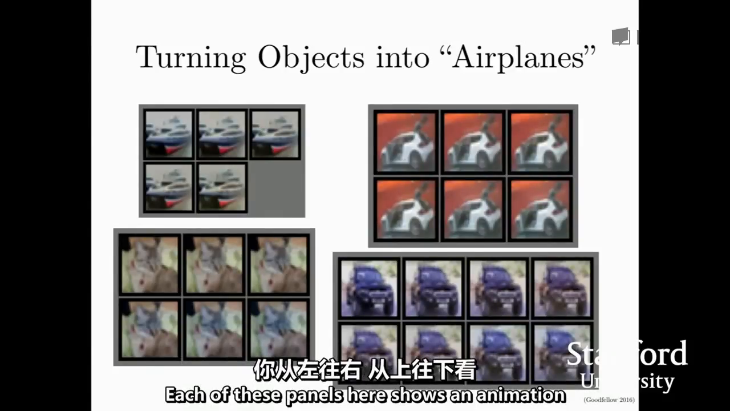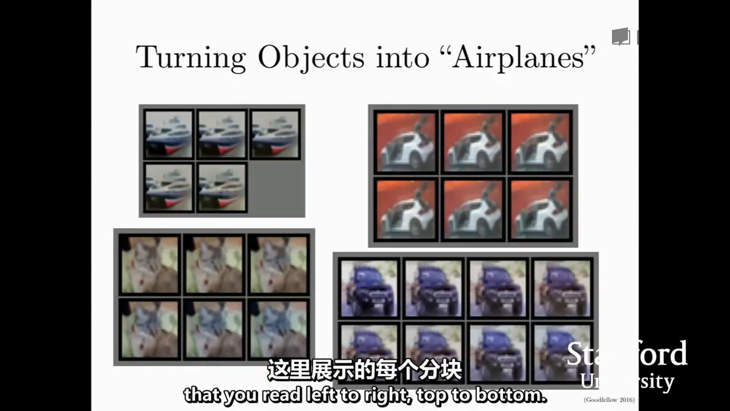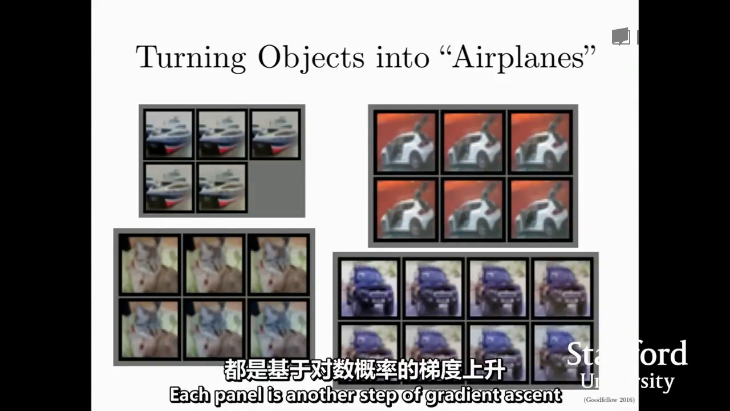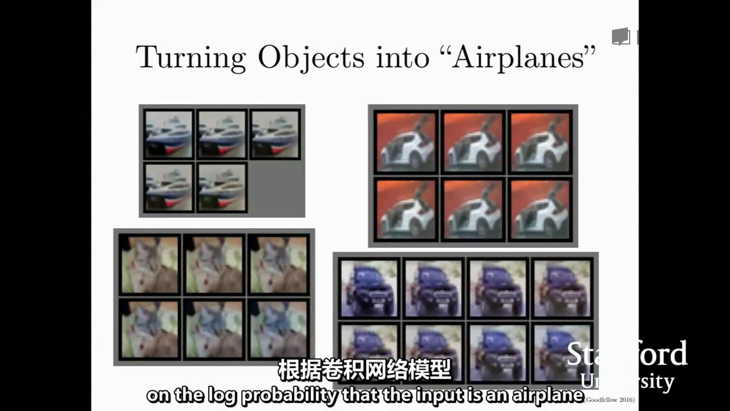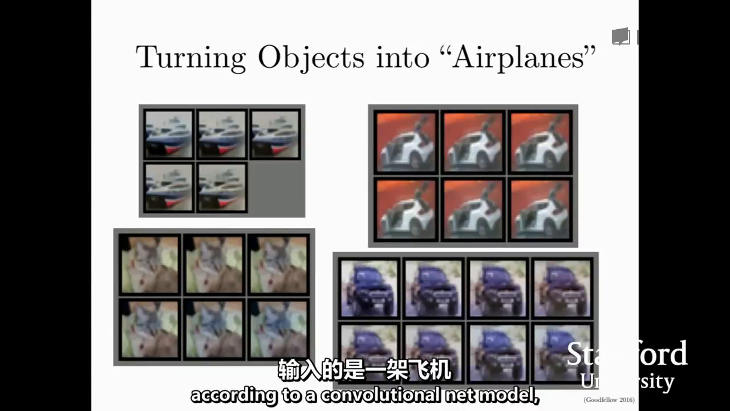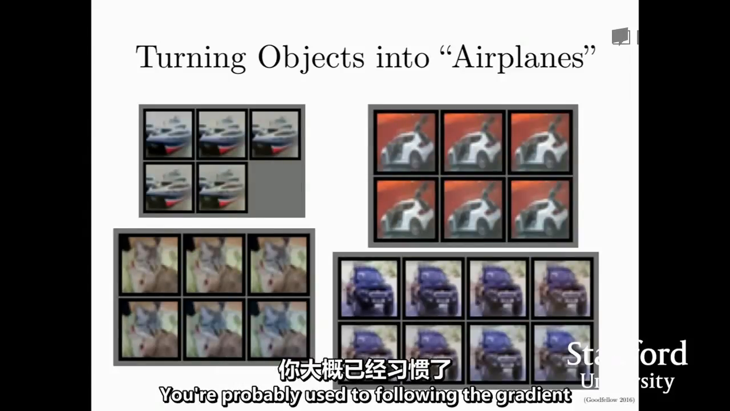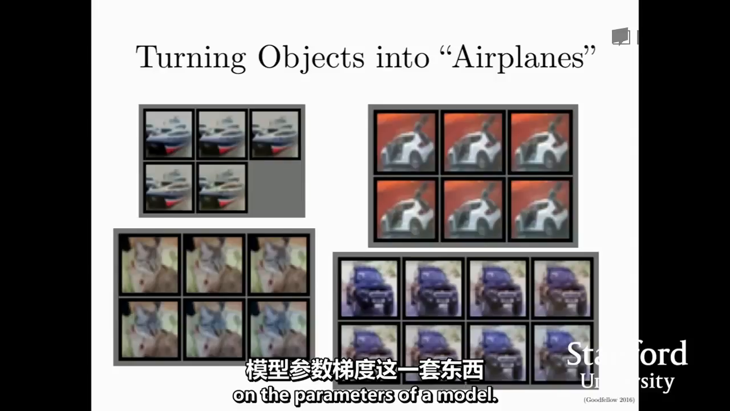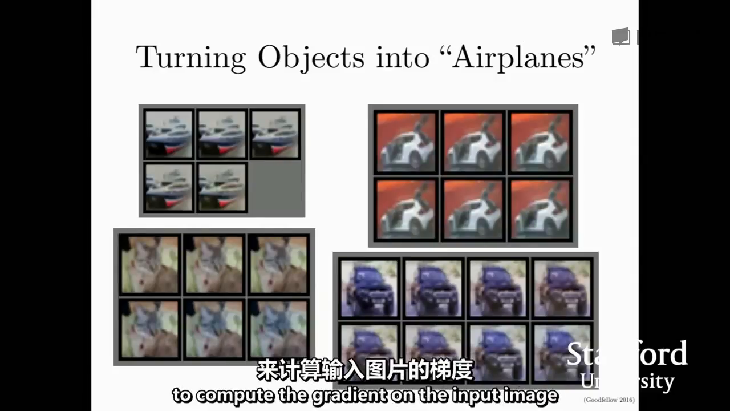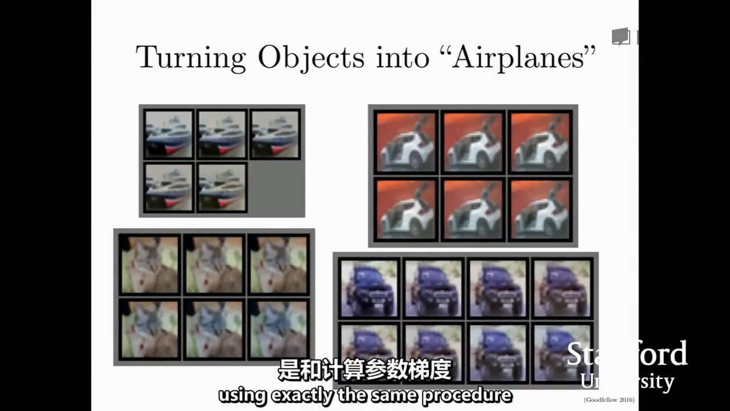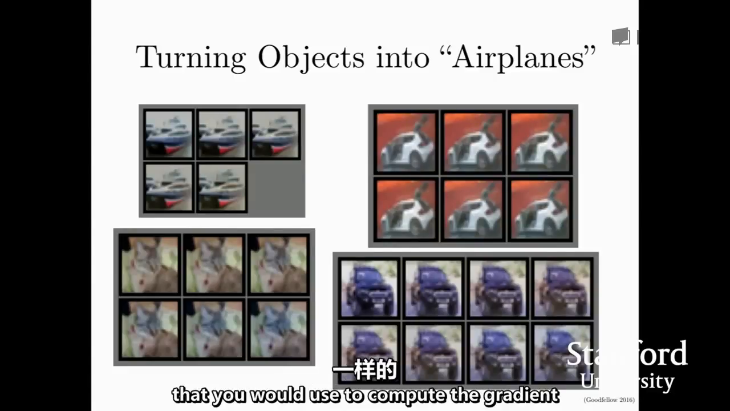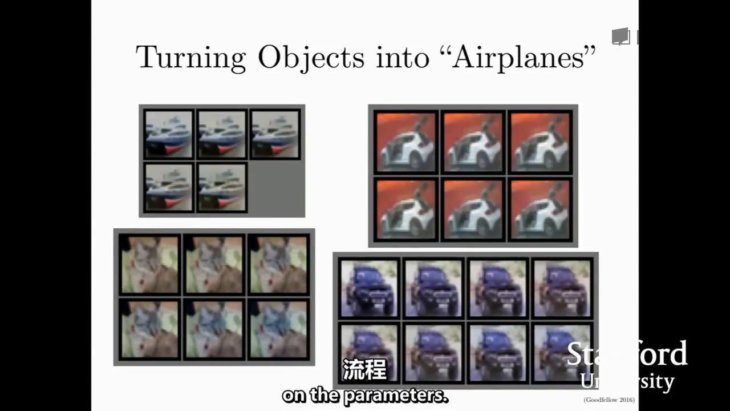So each of these panels here shows an animation that you read left to right, top to bottom. Each panel is another step of gradient ascent on the log probability that the input is an airplane, according to a convolutional net model. And then we follow the gradient on the input to the image. You're probably used to following the gradient on the parameters of a model. You can use the backpropagation algorithm to compute the gradient on the input image using exactly the same procedure that you would use to compute the gradient on the parameters.